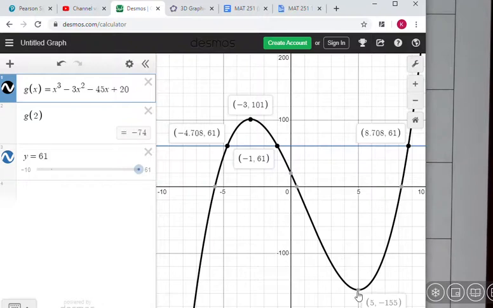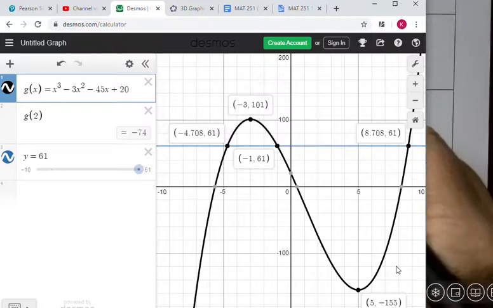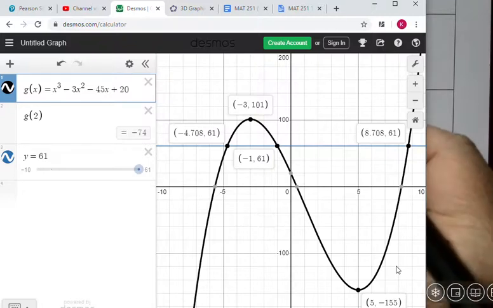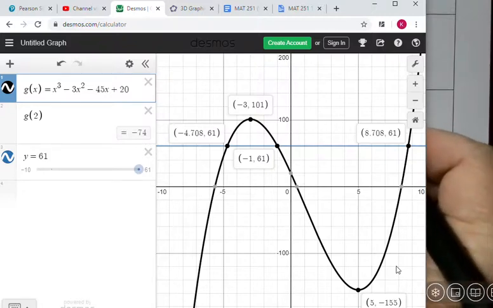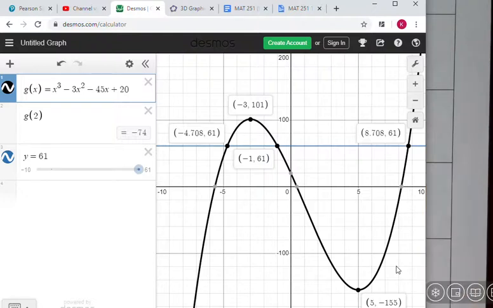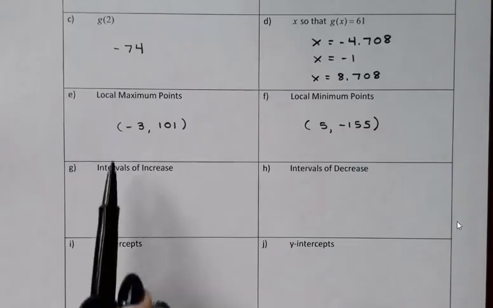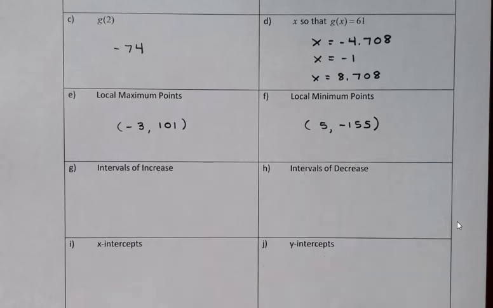The local minimum point, the bottom of the valley, is right here. Again, if I simply click on it, it tells me that point is 5, -155. And again, I've simply listed those in x, y coordinate form.